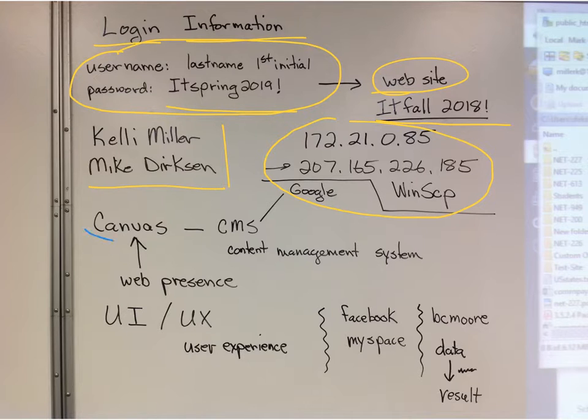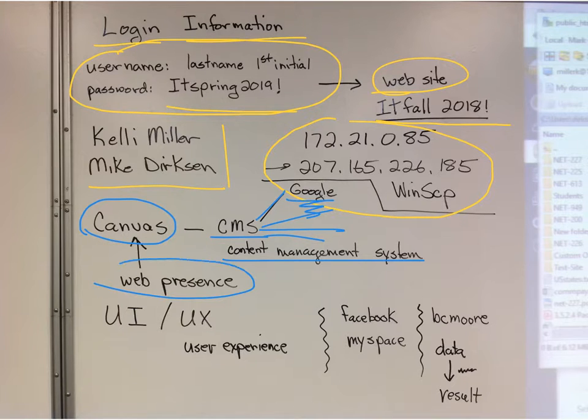We used Canvas as an example of a website, content management system. We talked about Google as a content management system, and we will talk about a lot of them. Okay? This gives us some type of web presence in which we have a user interface, how we interface with, and then we have a user experience, what experience we have. Talked a little bit about some examples like Facebook and MySpace. And then BC More. It's a website that manages just data primarily.